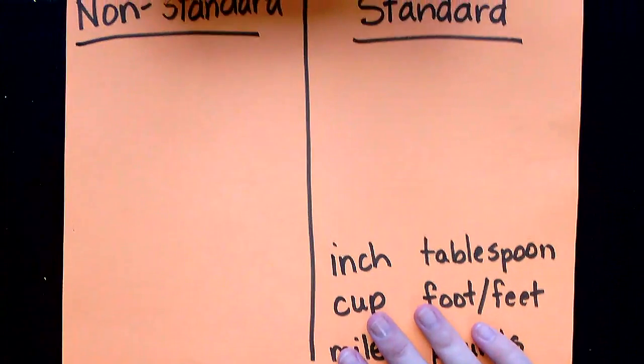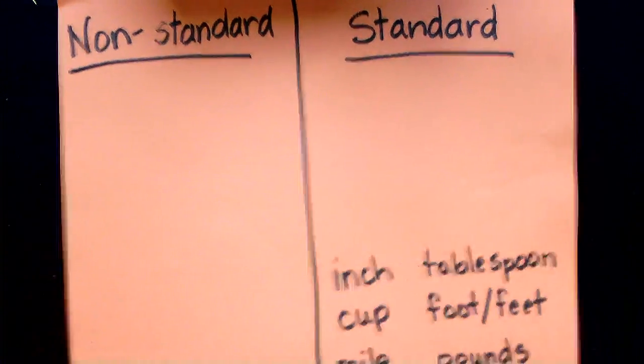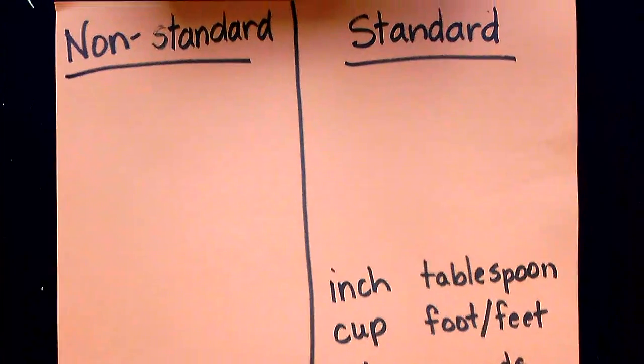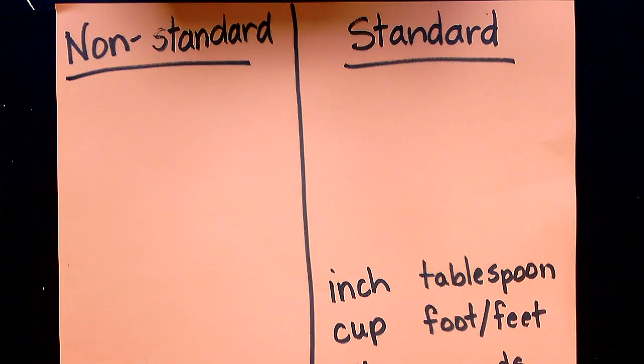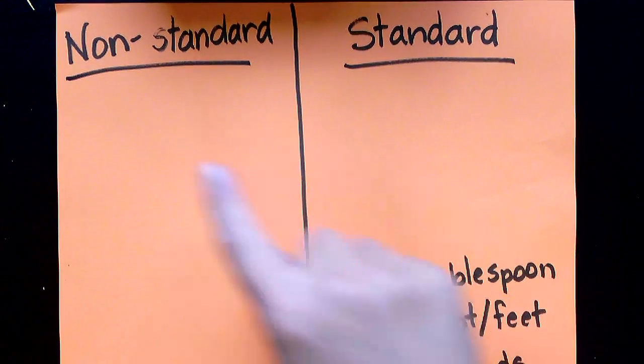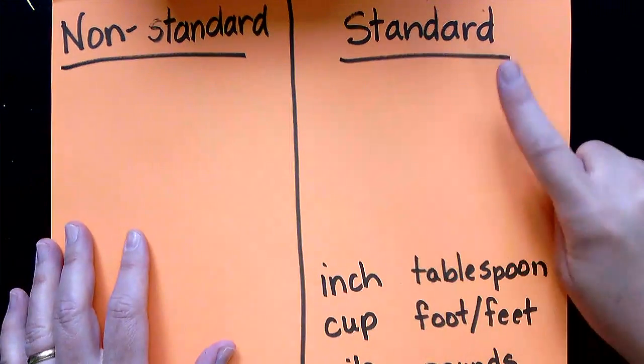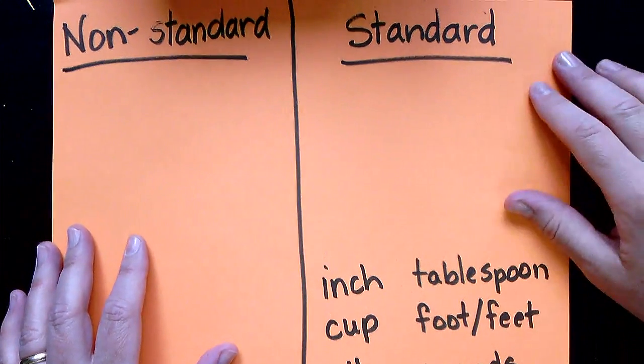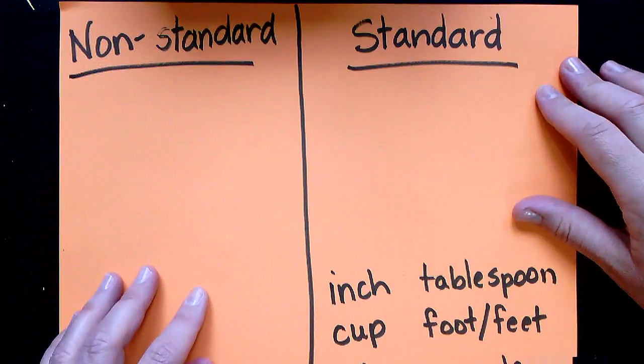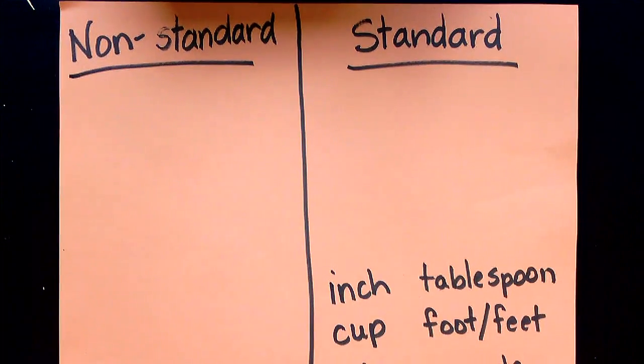All right, I want to talk about one other thing before we get into our lessons this week that you need to know. In first grade, we learn about non-standard measurement. In second grade, you'll be talking more about standard measurement. So this week, we're going to be talking about non-standard measurement, but I want to show you the difference. What's the difference between non-standard and standard measurement?